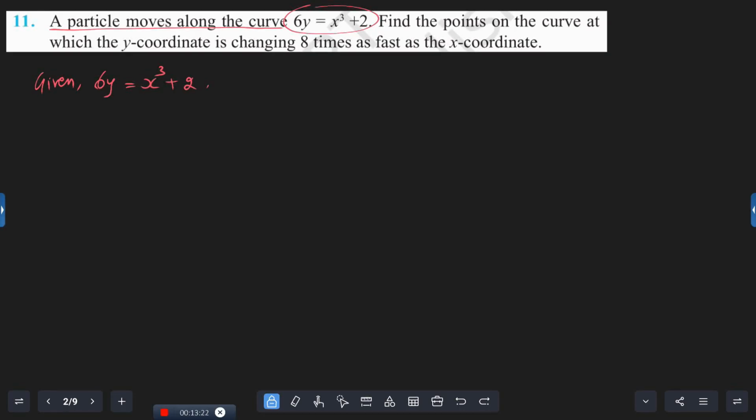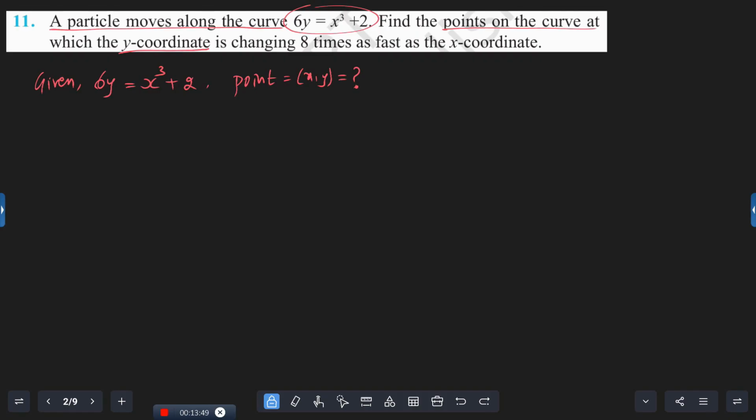A particle moves along the curve. Find the point on the curve. Listen children, we need to find a point. Point means x value, y value. So the point, that is x comma y, is equal to question mark. Only the point we need to find, but a condition is given, which is that the y coordinate is changing.